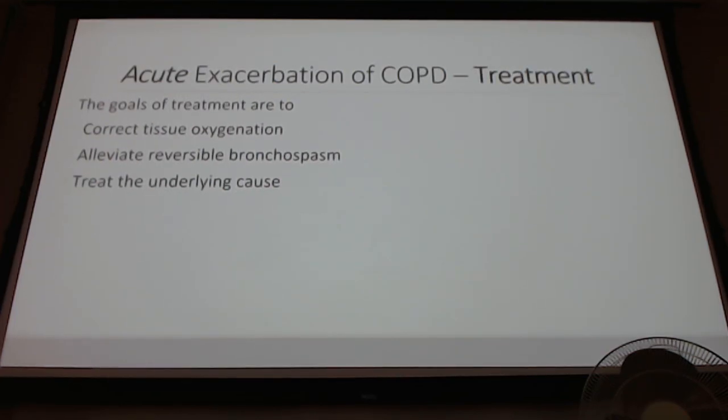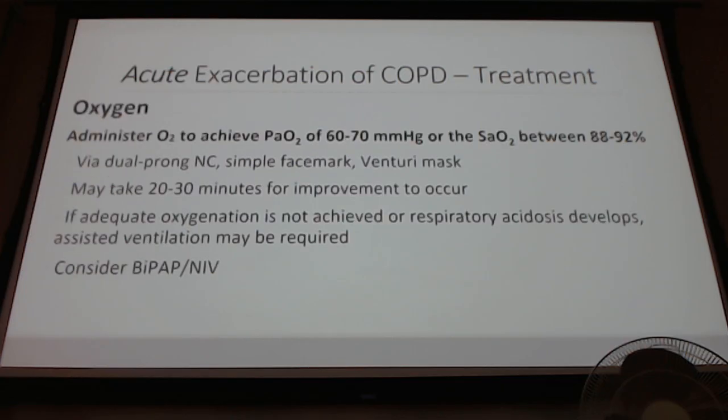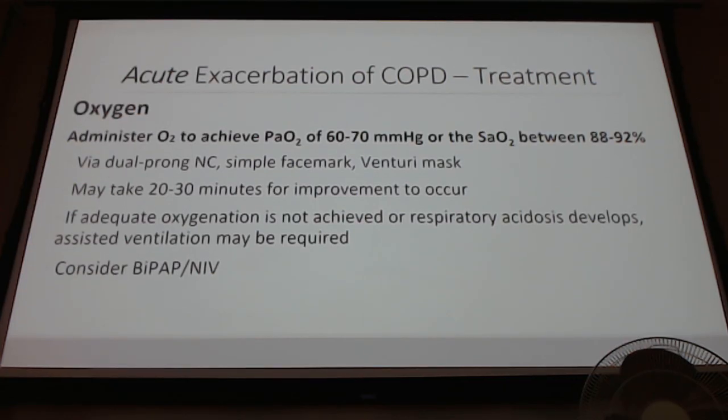But our goal of treatment: get them some oxygen, so correct the tissue oxygenation. We want to alleviate that bronchospasm with our beta agonist and our anticholinergic. And then we want to figure out if there's an underlying cause. Did they recently have the flu? Did they have a pneumonia? We want to treat that. And then we want to get them steroids.